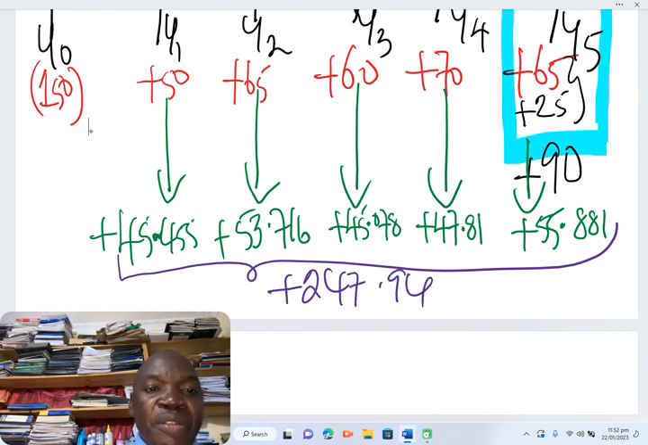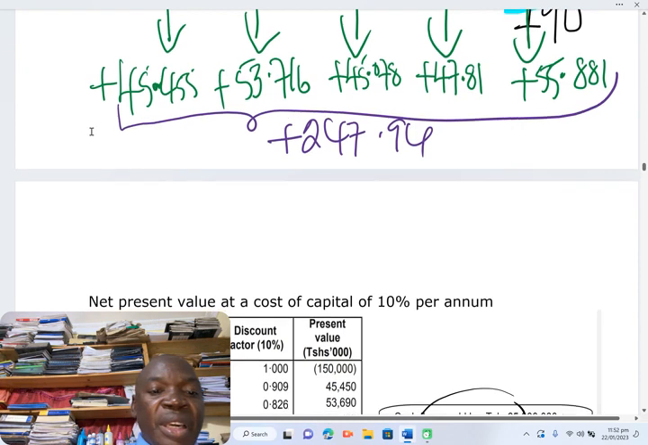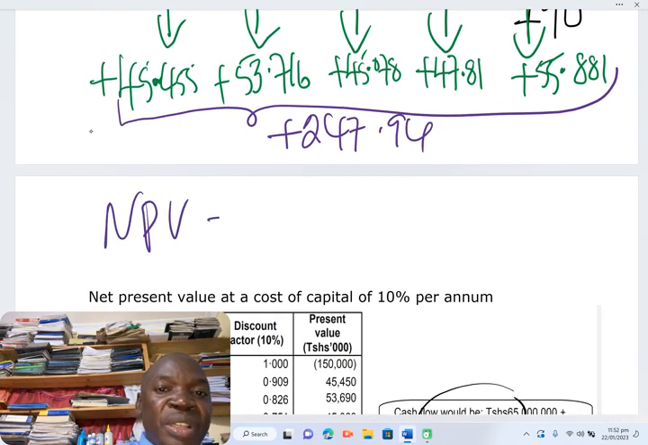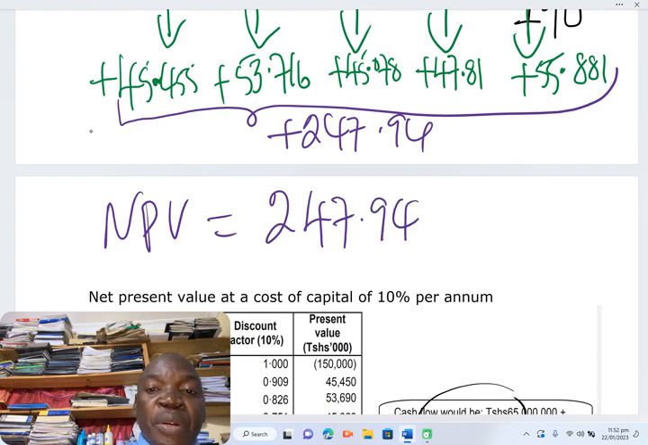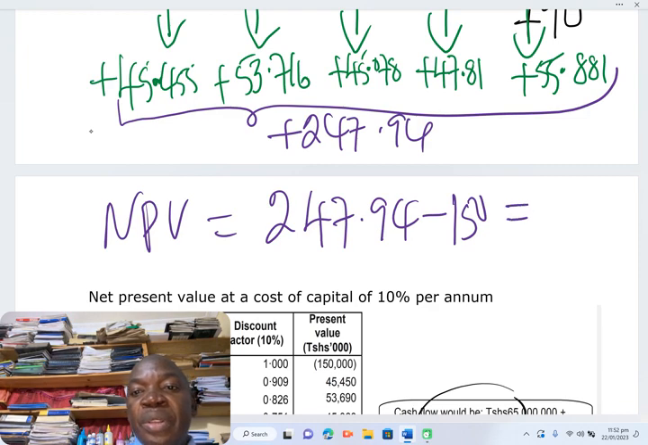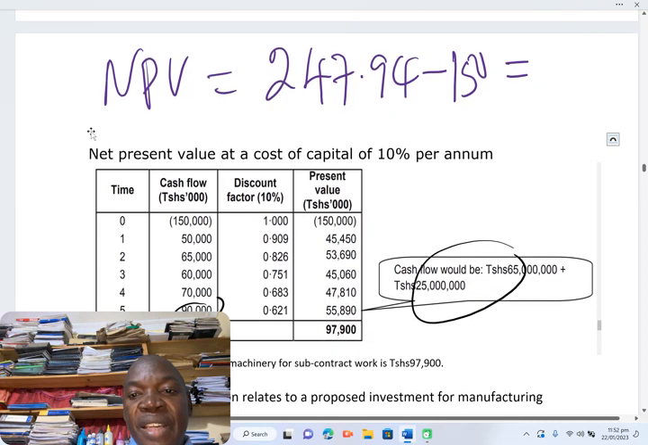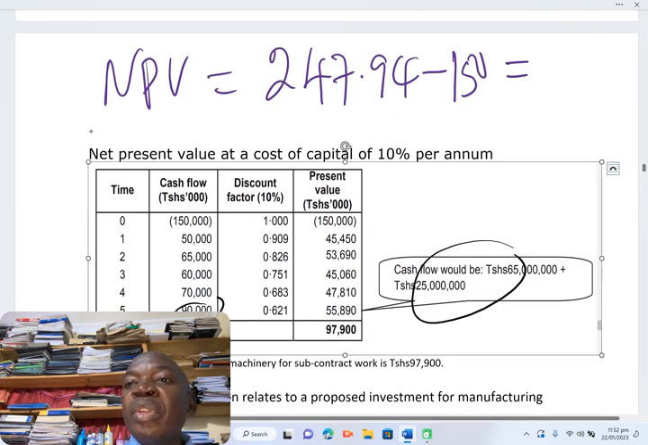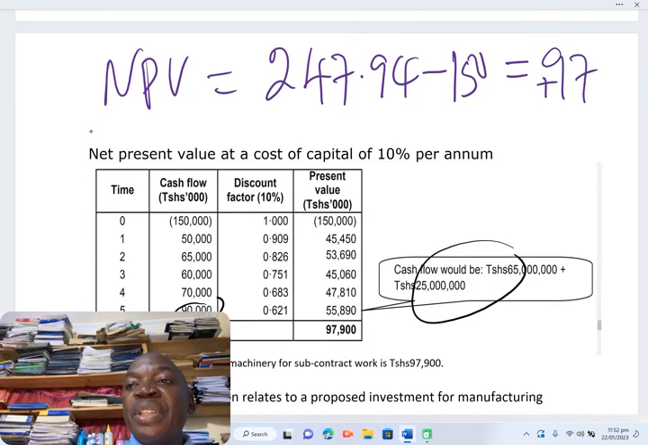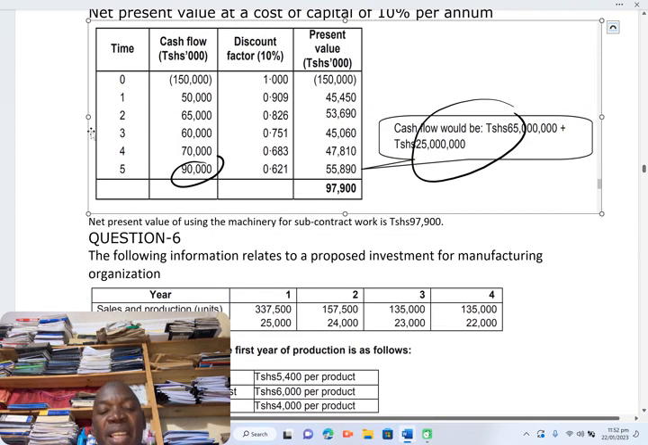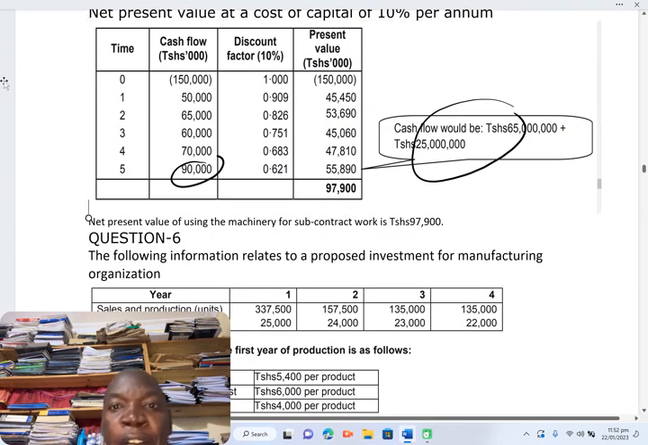So this is 247.94 positive. So NPV can now be computed, that is 247.94 minus the 150. So it is easy to have 97.29 as NPV. So accept the project. This is how it works here.